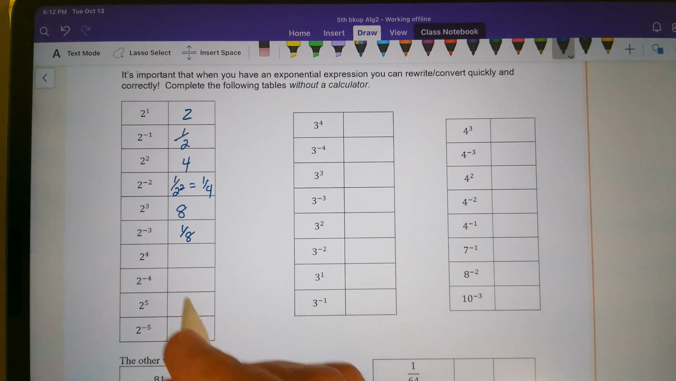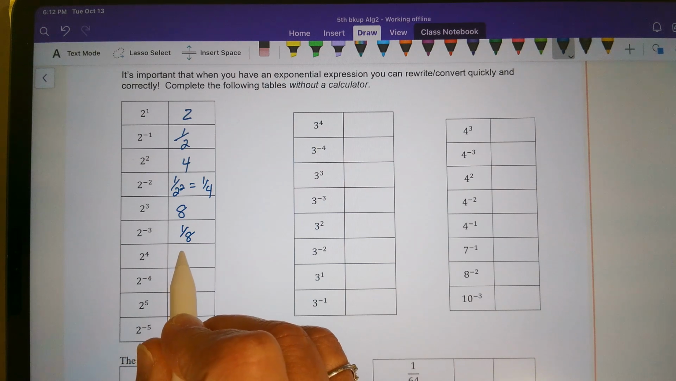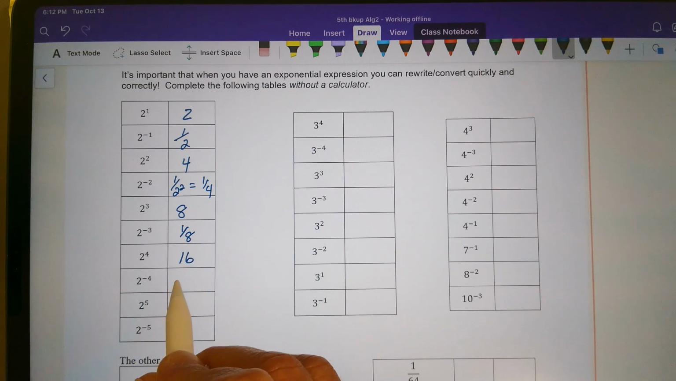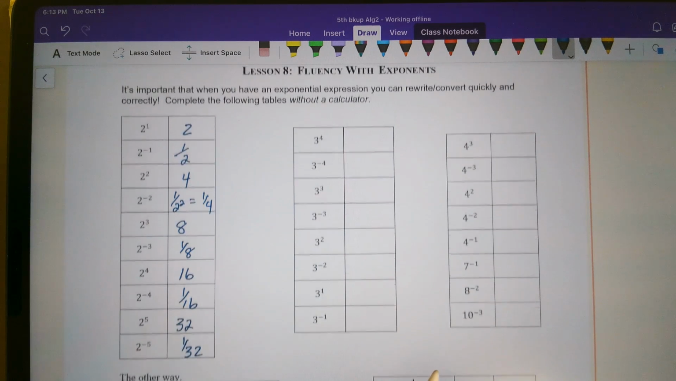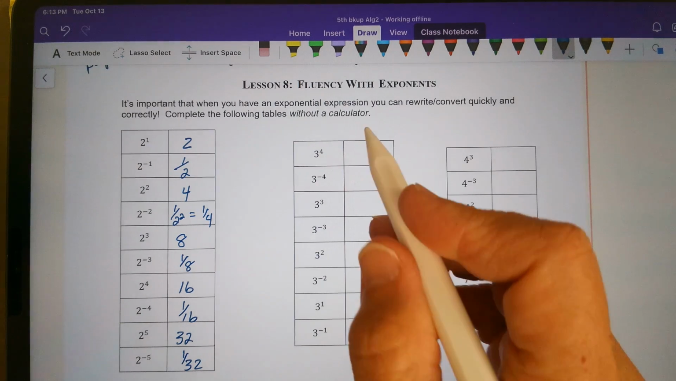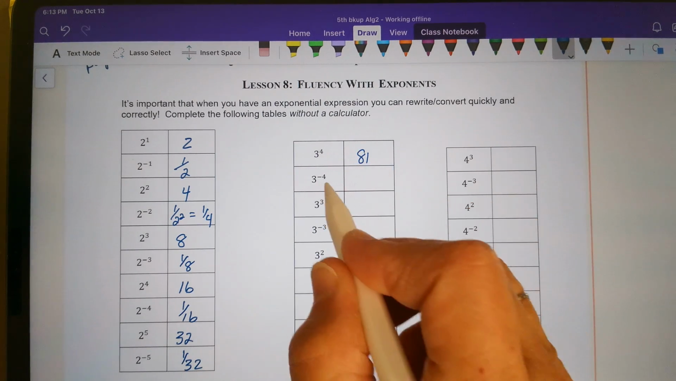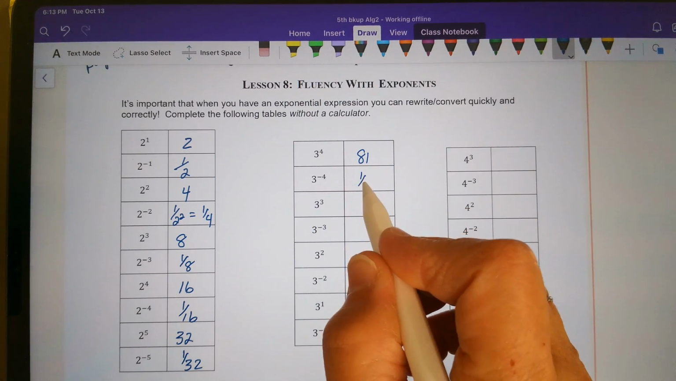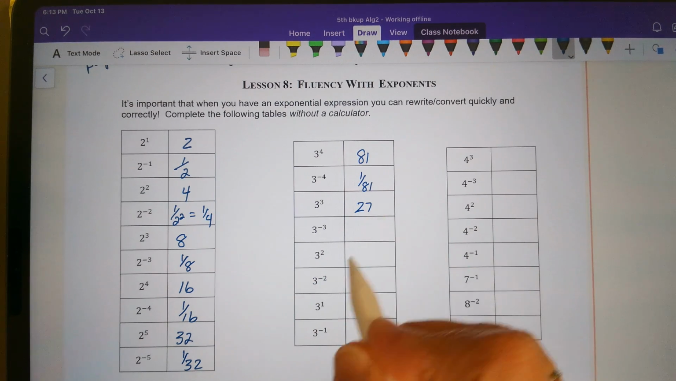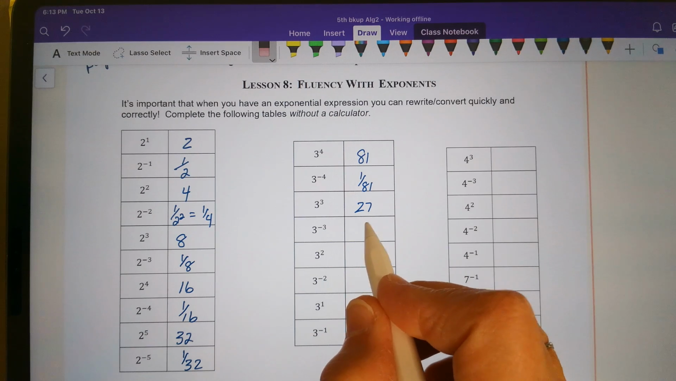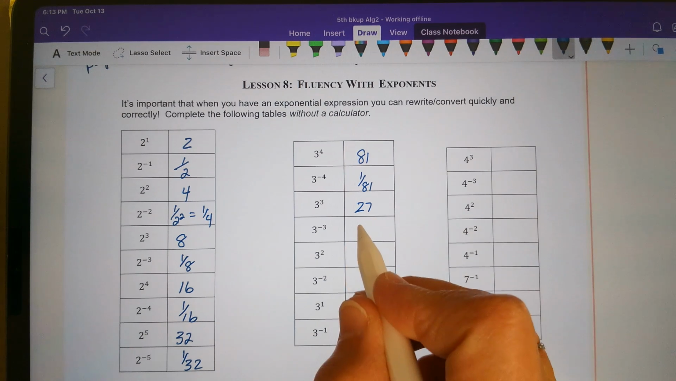You see the pattern? 2 to the 4th is 16. 2 to the negative 4 is 1/16. 2 to the 5th, 32. 2 to the negative 5, 1 over 32. 3 to the 4th, 81. 3 to the negative 4, 1 over 81. 3 to the 3rd, 27. 3 to the negative 3, 1 over 27.